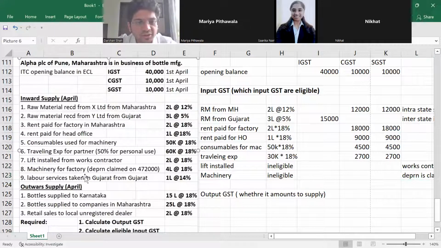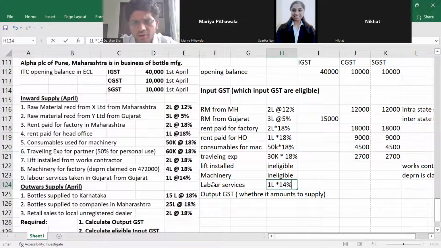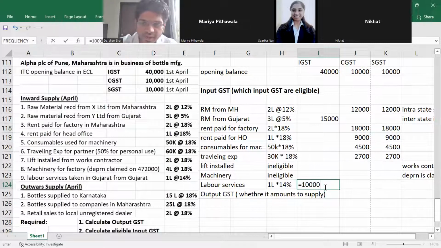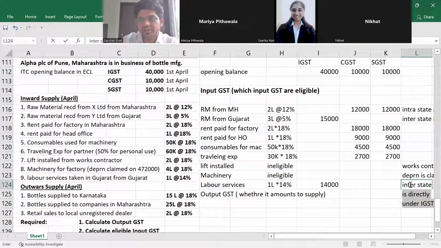All right. Labor services taken in Gujarat from Gujarat. Eligible or ineligible? Eligible. If it is not breaching any provision, it is always going to be eligible. But intrastate or interstate? It will be IGST now, because it is interstate.